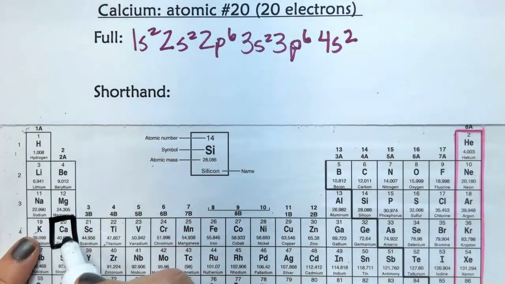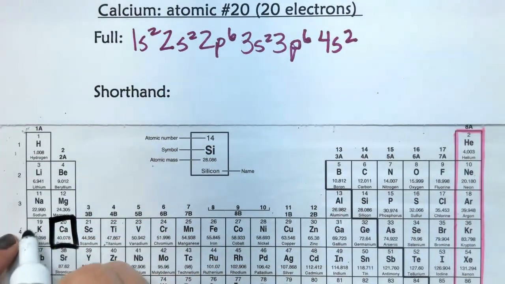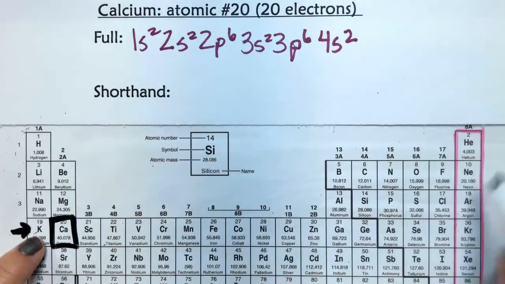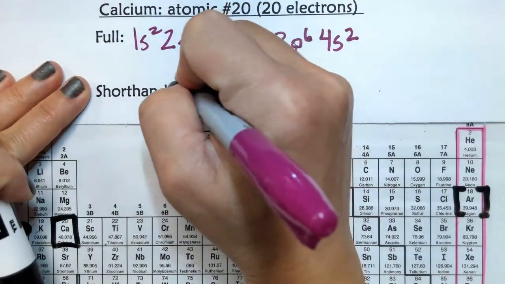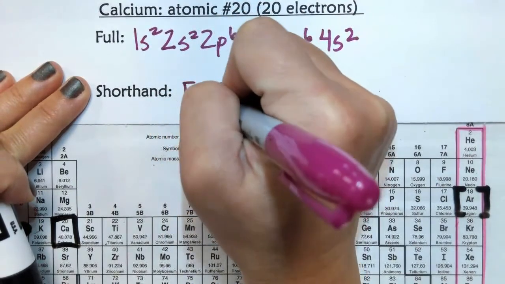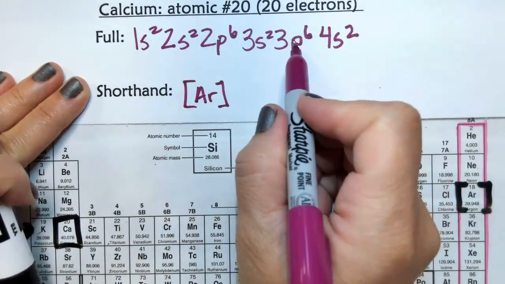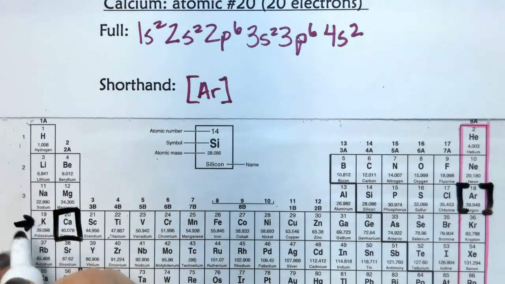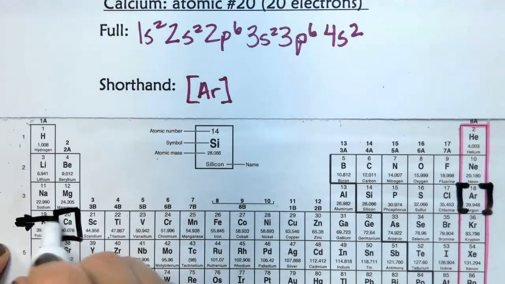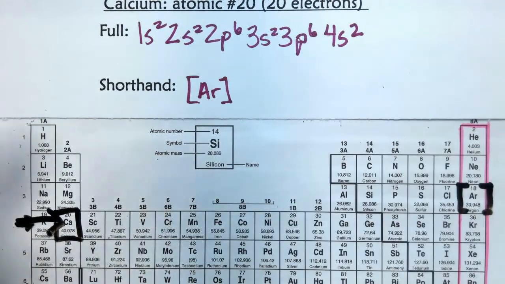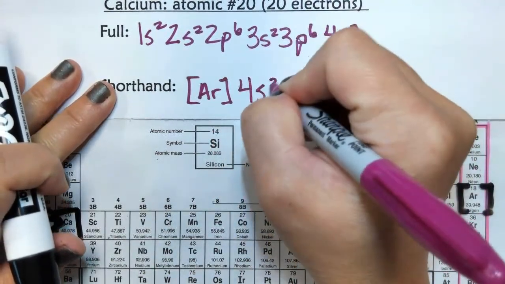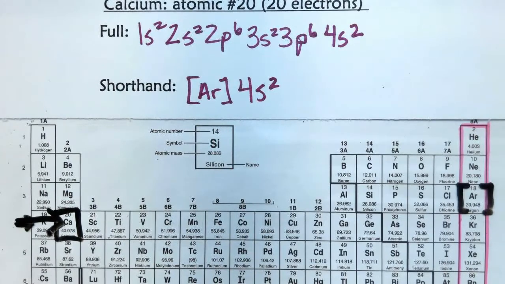To write the shorthand notation for calcium, it's on row 4, so we're going to go up to row 3 all the way to the right. And we're going to find the noble gas at the end of row 3, which is argon. So we'll place argon in brackets, and that takes care of rows 1, 2, and 3. And now I'm going to go back to the beginning of row 4, and I'm just going to work my way to my element. In this case, it would be 4s2. And that's the shorthand notation for calcium.